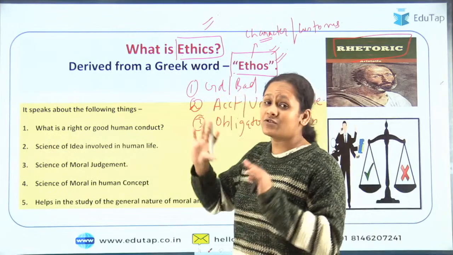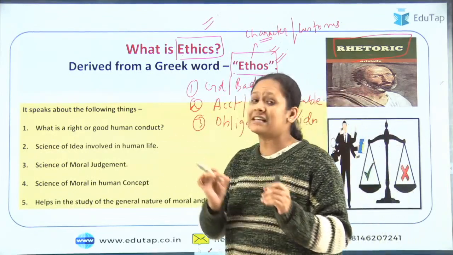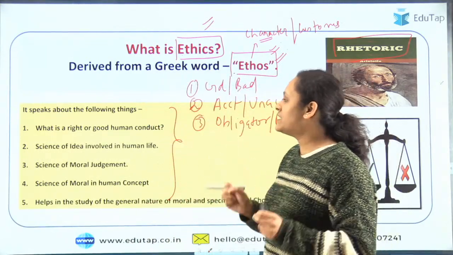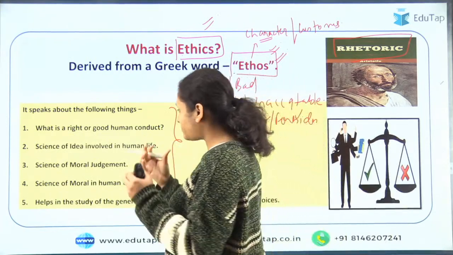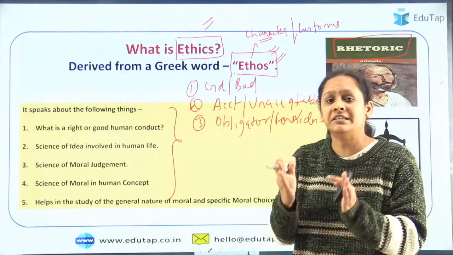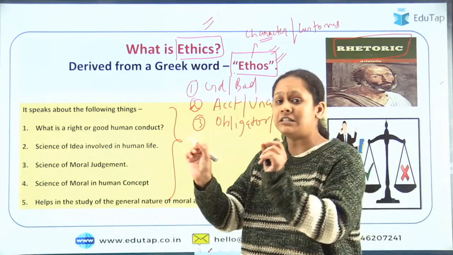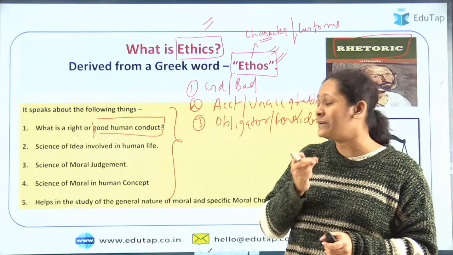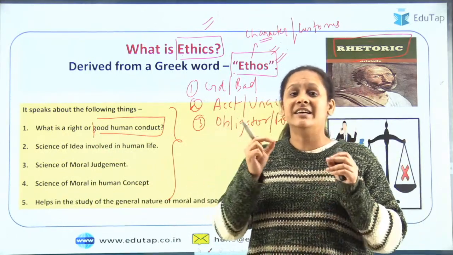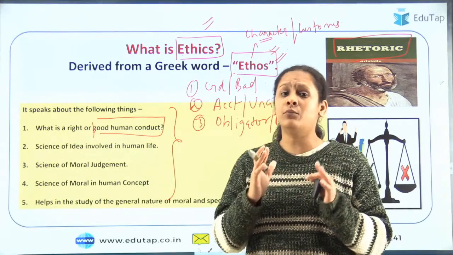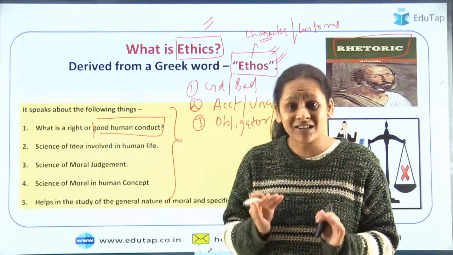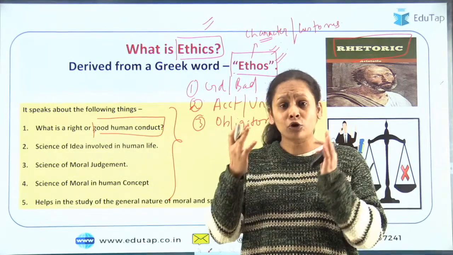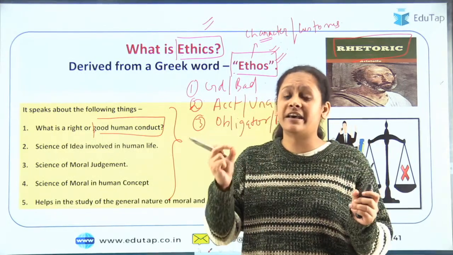Okay, so now that you have generally understood, let us see what it exactly talks about. Ethics, you can say, talks about these five things. The first thing which it talks about is what is right or good human conduct. When I say good human conduct, what do I mean? I simply mean that whatever actions I am taking are firstly satisfactory, and moreover, my actions are not creating any hindrance or causing any trouble directly or indirectly to others.